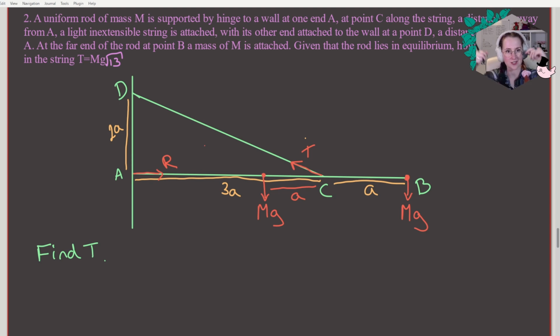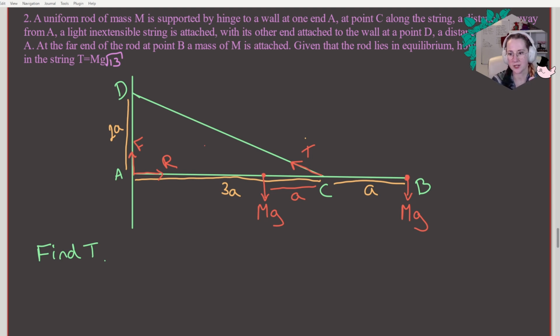So we have two points acting downwards. We have some tension acting at an angle. And we have the reaction force of the wall and the rod touching there. And presumably there's also some frictional coefficient holding it steady, but we don't care about that too much. So these are our forces.